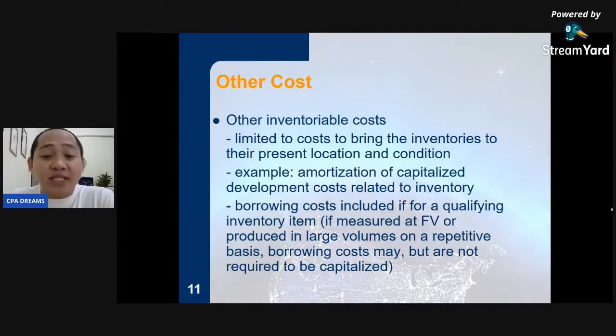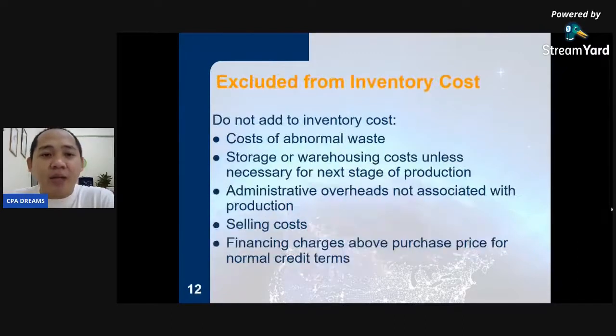Nakasama rin yung amortization of capitalizable development costs, borrowing costs, kasama yan as part of your inventoriable costs. Okay, later magbibigay tayo ng sample multiple choice questions. Okay? Now, excluded from inventory costs. Ano yung mga hindi kasama?